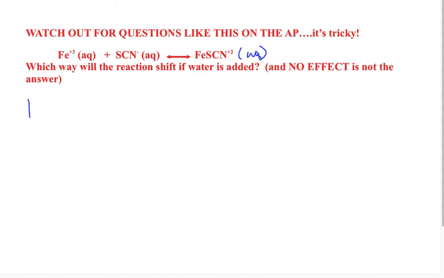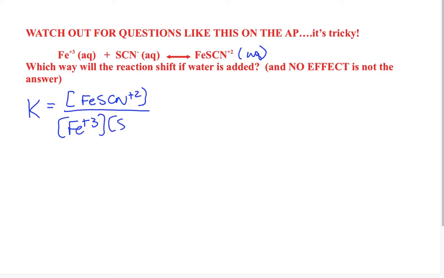I just want to show you with the K expression. If I have FeSCN plus 2 over Fe plus 3 times SCN minus, and I dilute it, yes, I agree, everything is going to be diluted the same amount. However, let's pretend we're cutting this in half. We're doubling the volume with water. That means we cut this in half, and we also cut this in half and that in half.